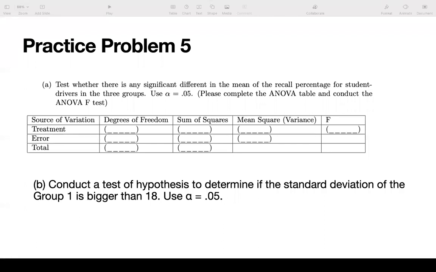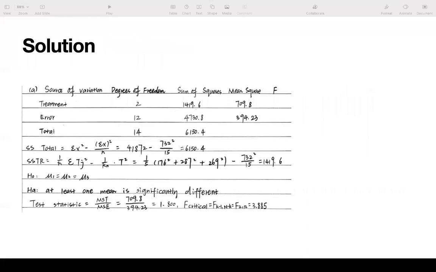So let's see the solutions. For part A, it asks to test whether there is any significant difference in the means. Use alpha equal to 0.05. So here we have firstly the ANOVA table, where SS total is equal to 6150.4, and SS treatment is equal to 1419.6.